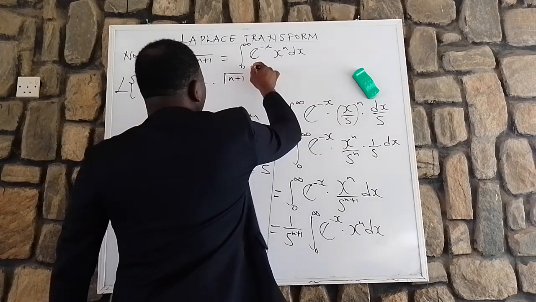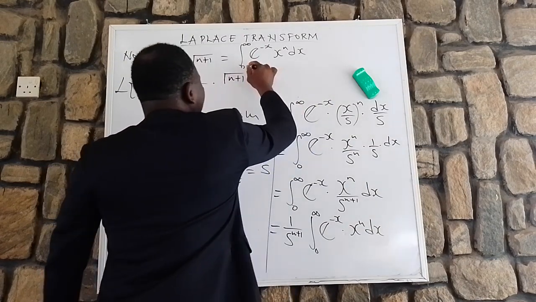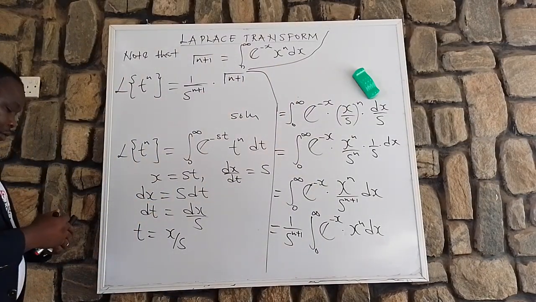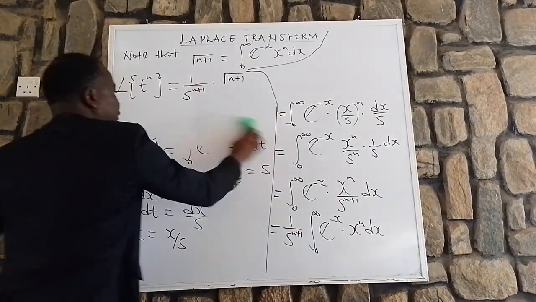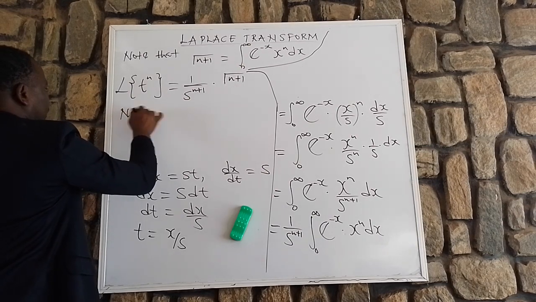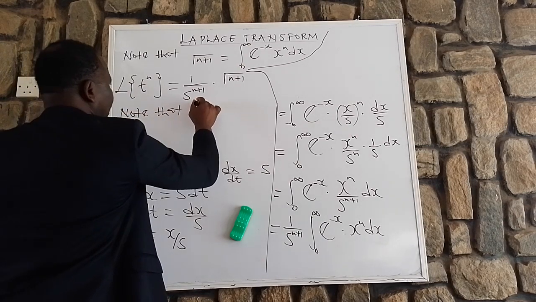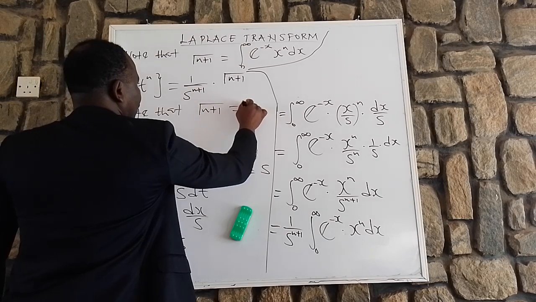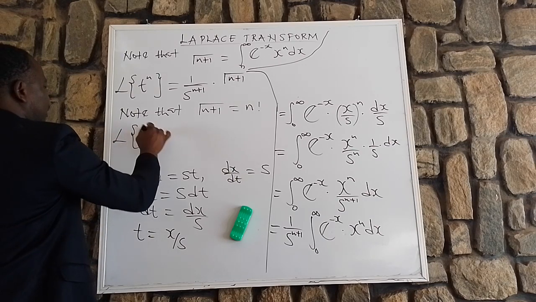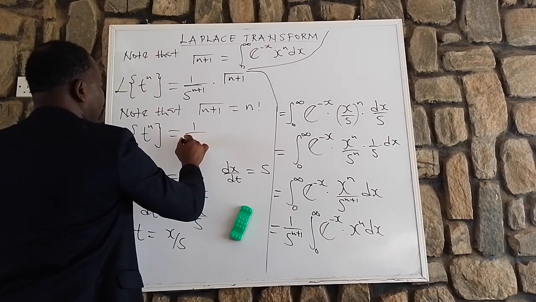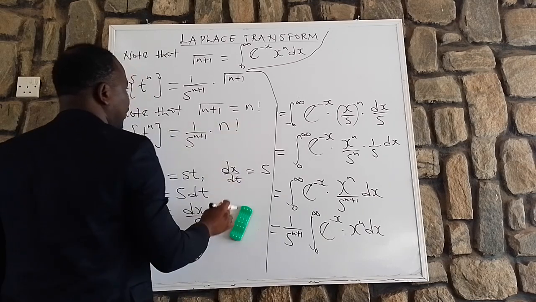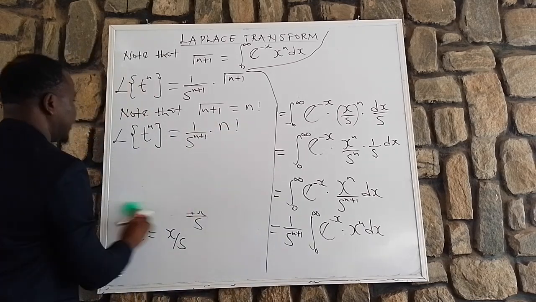But also note that gamma of n plus 1 is equal to what? n factorial. Amen? So our Laplace of t raised to the power of n is equal to 1 all over s raised to the power of n plus 1 times n factorial.